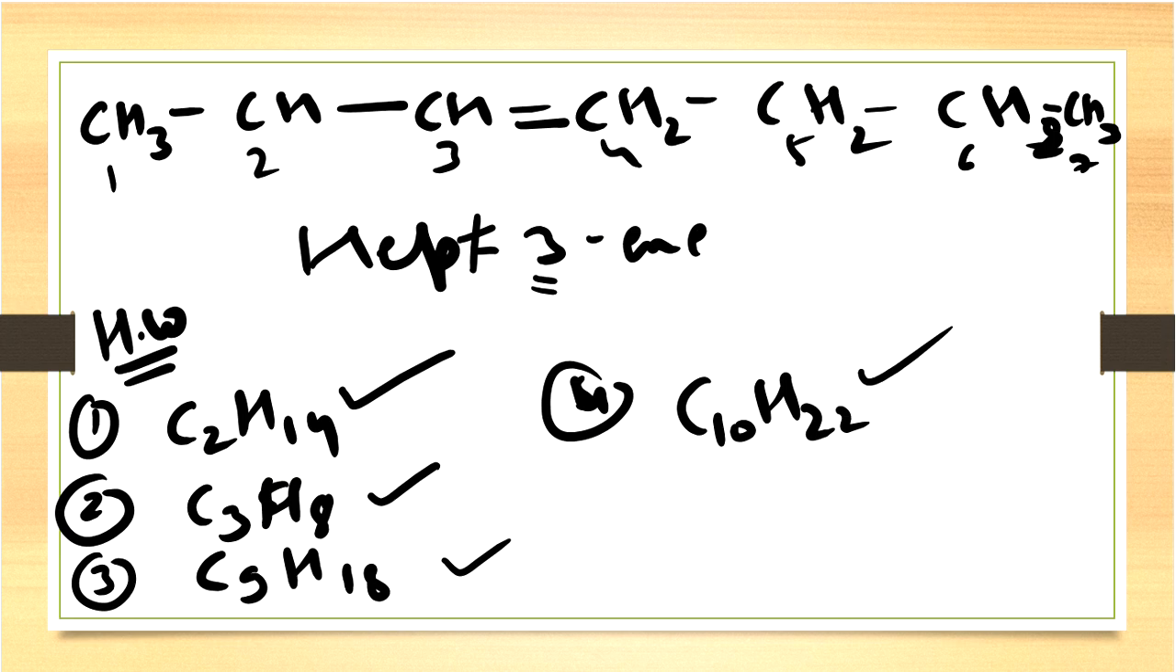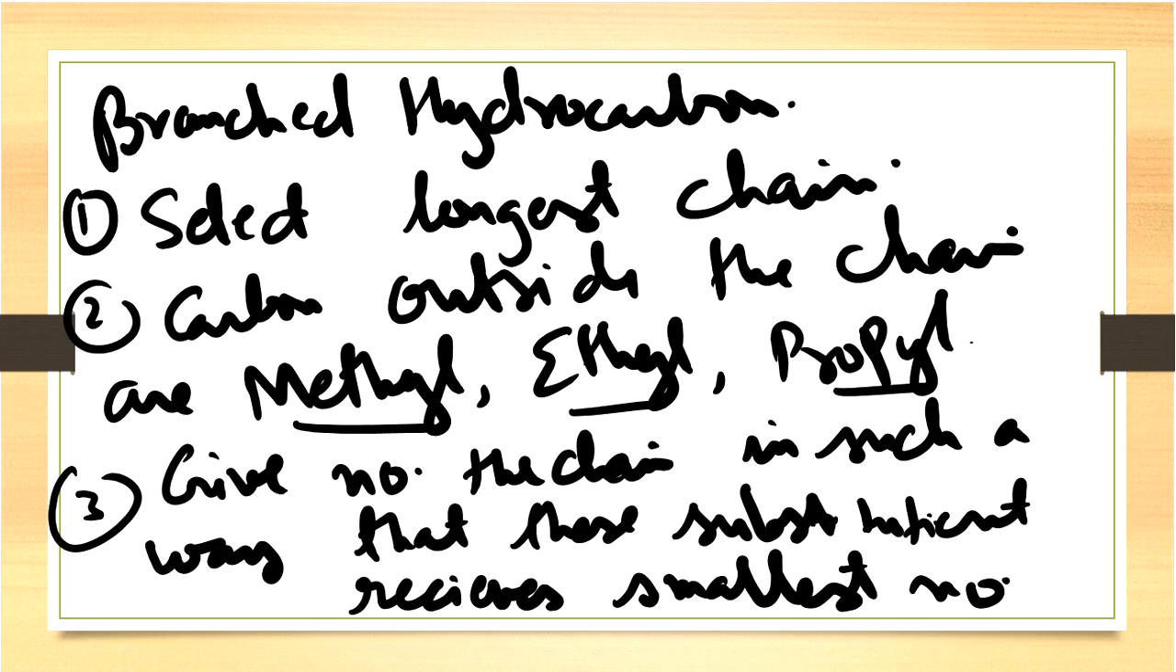Next examples: branched hydrocarbons. What are branched hydrocarbons? Those in which branches are there. First, the rule is to select the longest chain. Second, identify the substituent carbon outside the longest chain, that is methyl, ethyl or propyl: CH3, C2H5 and C3H7. These are the substituents. We have to number the chain in such a way that the substituent gets the smallest number. First the substituent name and then the longest chain name.